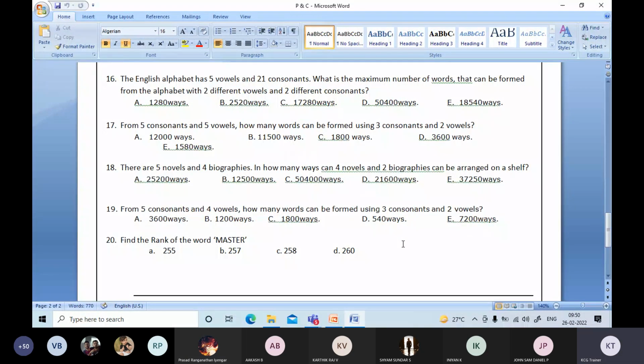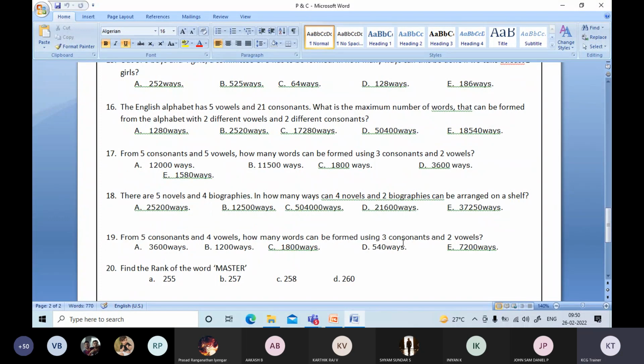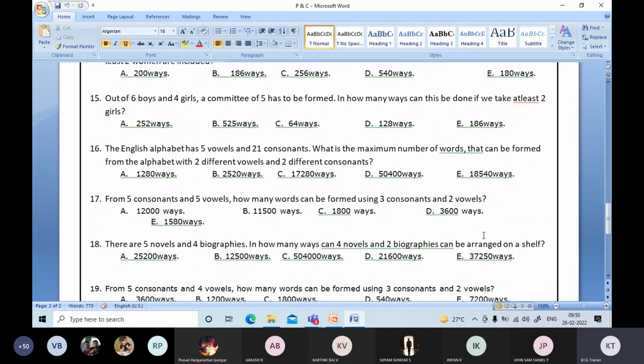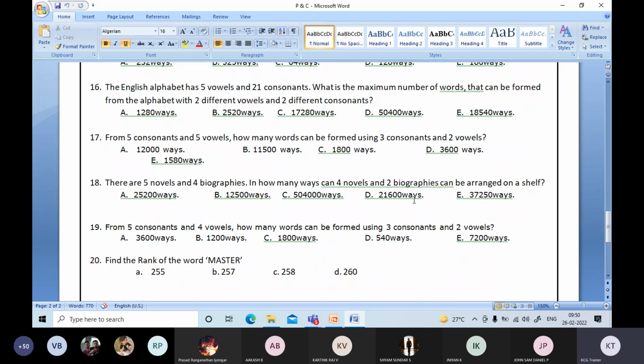Question number 16, 17, 18, 19. Please look into these 4 questions. It will be clear. One by one, you can tell me the answer. Question number 16. The English alphabet has 5 vowels and 21 consonants. What is the maximum number of words that can be formed from the alphabet with 2 different vowels and 2 different consonants?